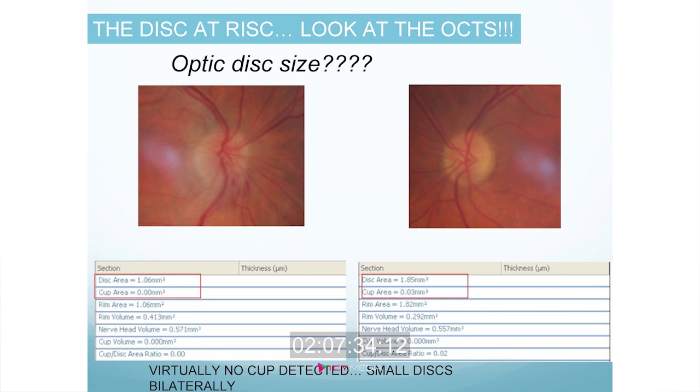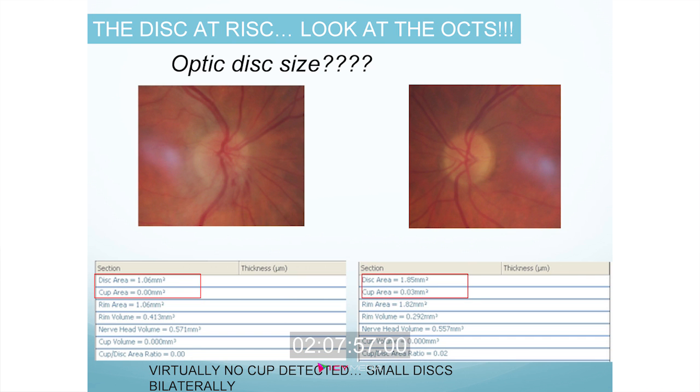What else can the OCT show us? Look at the values, look at the numbers on the OCT, okay? Remember we talked about discs at risk, right? We said that NAION, one of the risk factors is actually having a small disc. A small disc has less perfusion than a larger disc. Look at the numbers here.